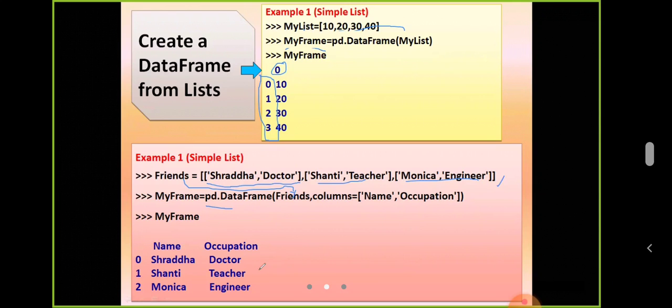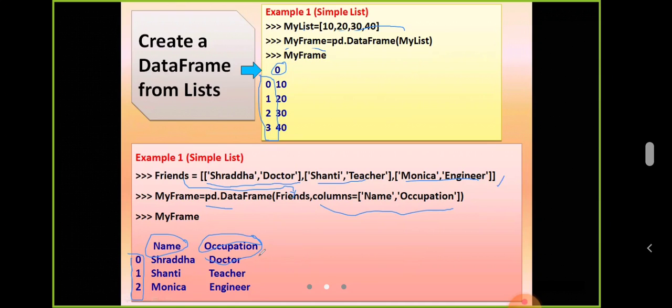Clear? And what does this specify? Columns equal to name, comma, occupation. It means these will become my column headings. Clear? These will become the column headings. But I have not used the indexes here, so by default the row index will be 0, 1, which I have discussed already. Okay, friends is my nested list and columns equal to name, comma, occupation.